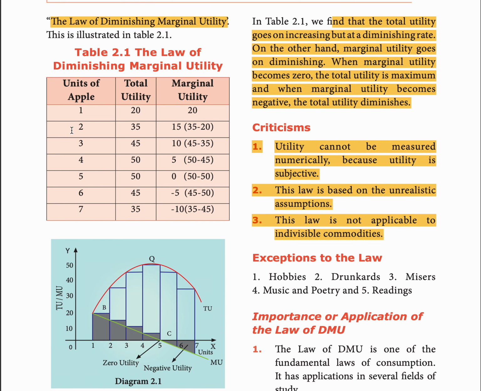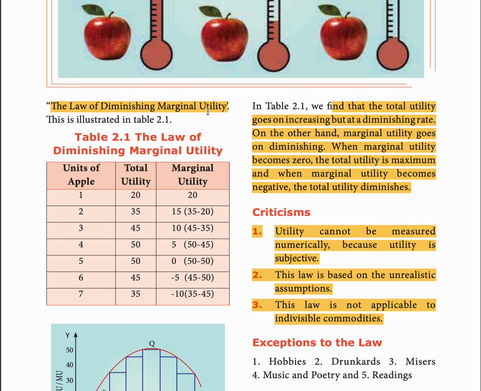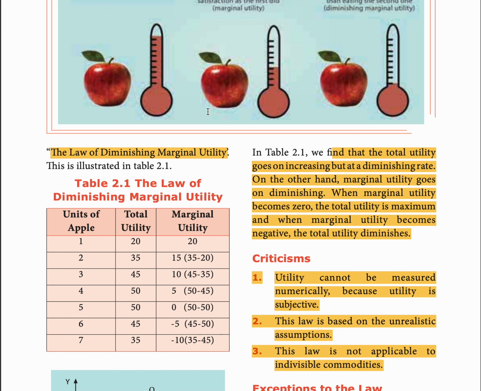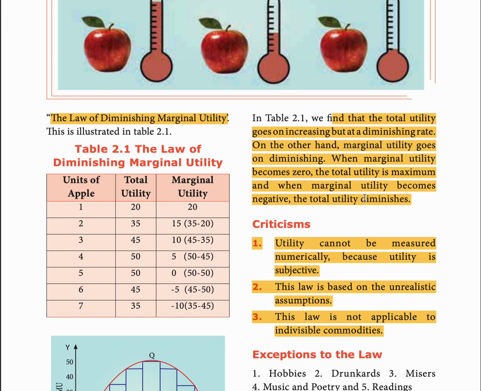If in the first unit of apple the total utility is 20, in the second unit the total utility of both apples will be 35, but of the second apple only it will be 15. So marginal utility is decreasing with the increase of the stock. So what we find is that total utility goes on increasing but at a diminishing rate. On the other hand, marginal utility goes on diminishing. When marginal utility becomes zero, the total utility is maximum, right? And when marginal utility becomes negative, the total utility diminishes.